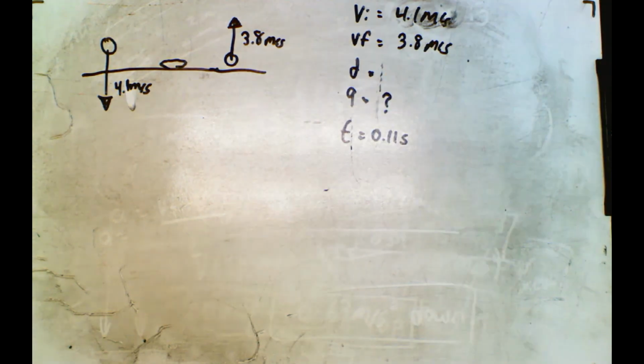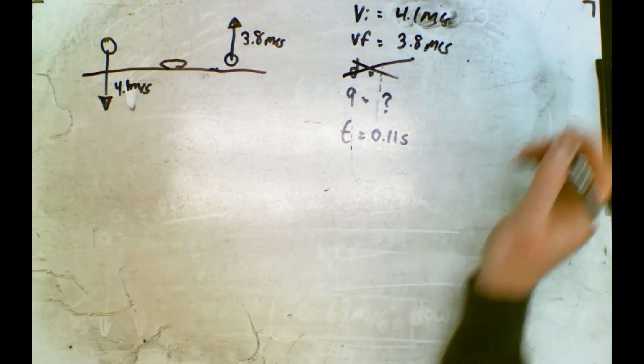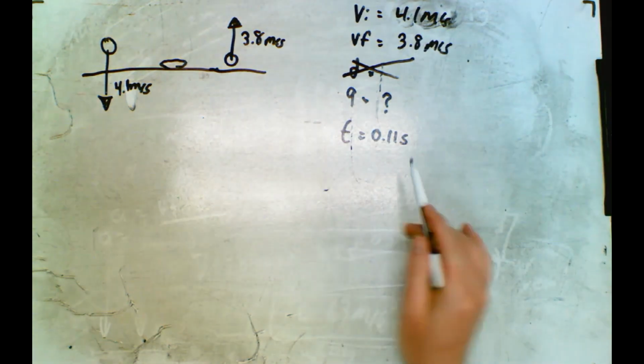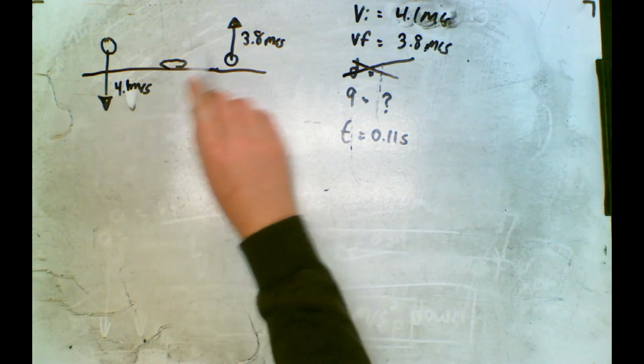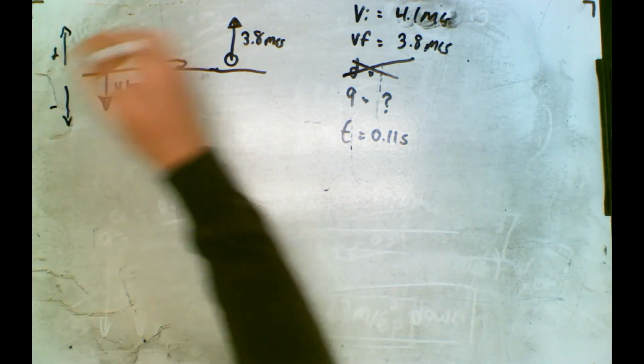We want to find acceleration, and we don't have distance. This is a mistake that a lot of students would make, is they just fill it out like this. But because this is going down and this is going up, we need to assign positives and negatives to down and up.